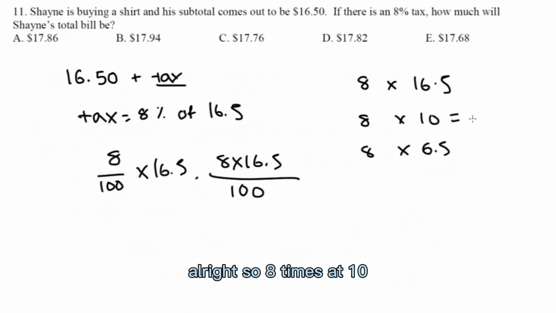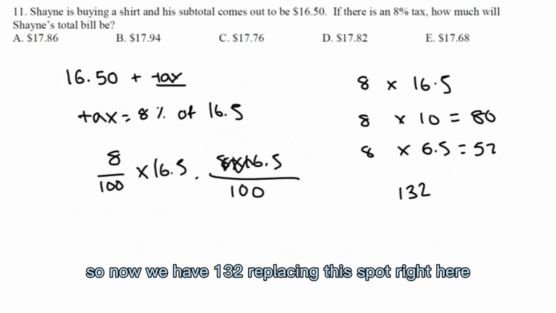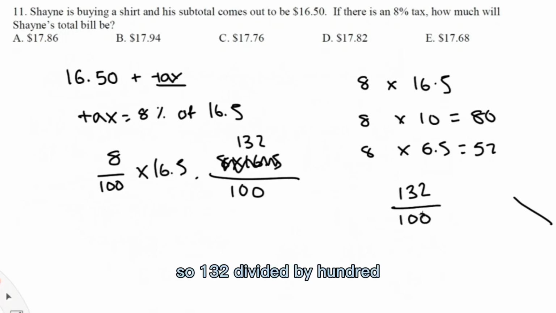Alright, so 8 times 10, that's just 80. And 8 times 6.5, that's just 52. Which means 8 times 16.5 is going to be 132. Alright, so now we have 132 replacing this spot right here. And now it's divided by 100. So 132 divided by 100, that's just moving the decimal spot 2 places forward. So 1, 2. So this now becomes 1.32.